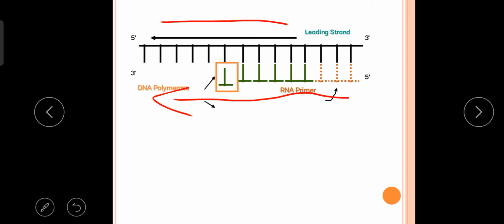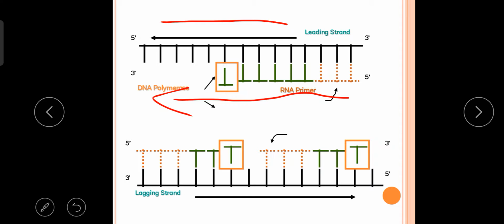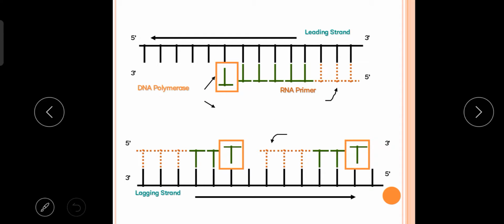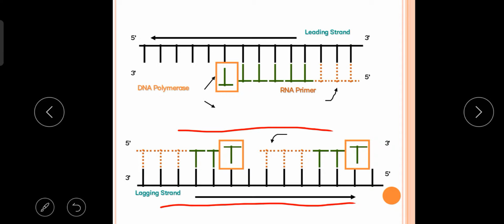Now see which one is called the lagging strand. This one is called the lagging strand, where these are the fragments of DNA. Here, this is the parent DNA strand, and this is the new DNA strand.